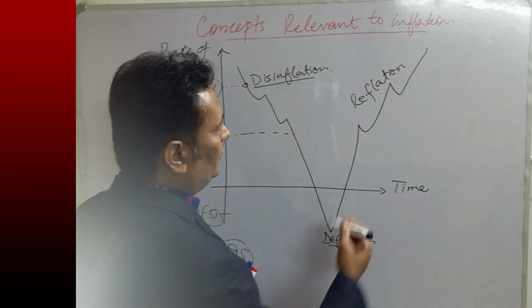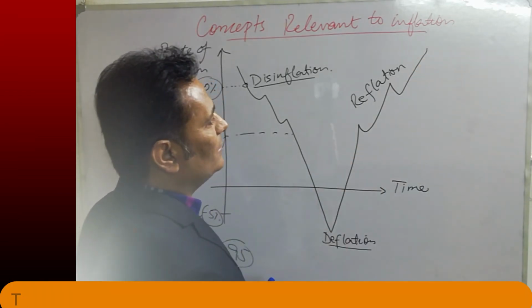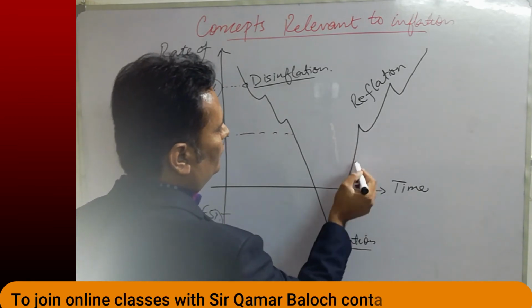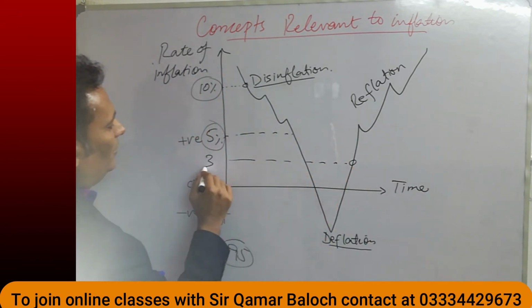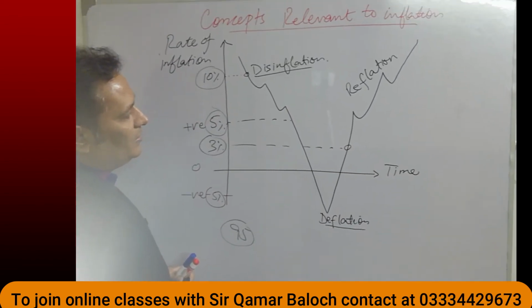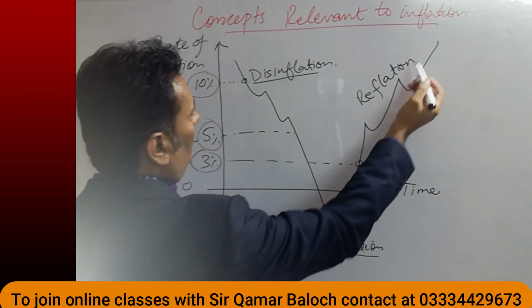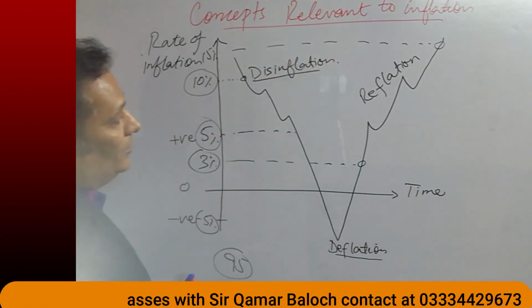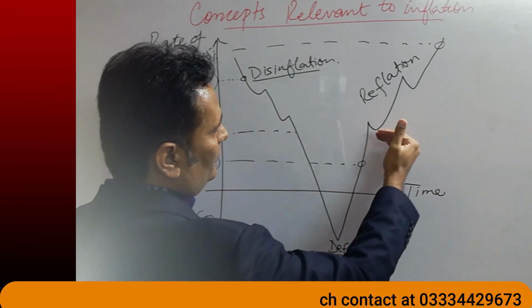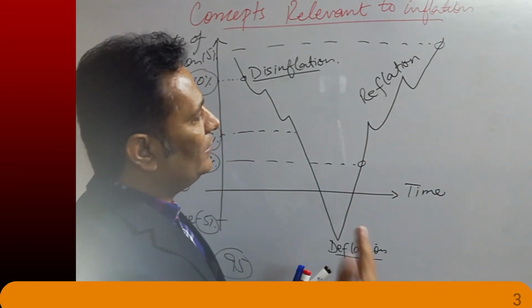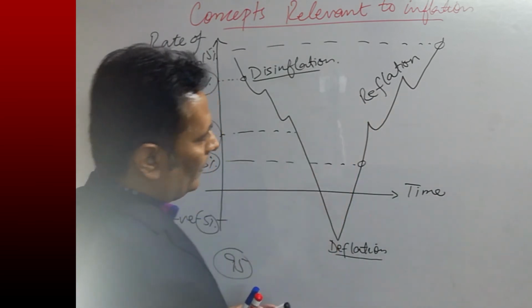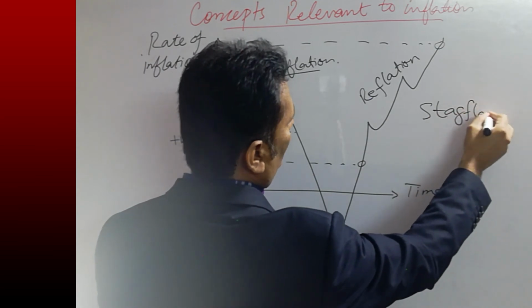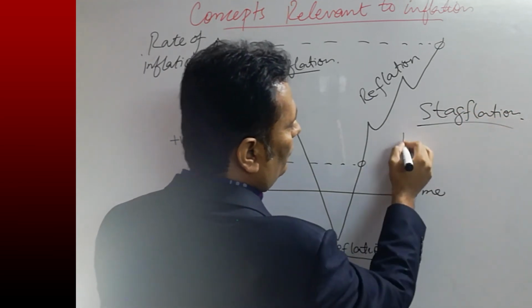And afterwards, this is the area of reflation, and reflation means when the general price level increases with an increasing rate. Means initially, for example, it was increasing by 3%. At this level, the inflation rate was 3%, meaning the general price level was increasing by 3%. But in this situation, at this time period, the general price level is increasing, let's say, by 15%. So whenever the general price level increases with an increasing rate, meaning it is higher than the previous period, then it is called reflation.